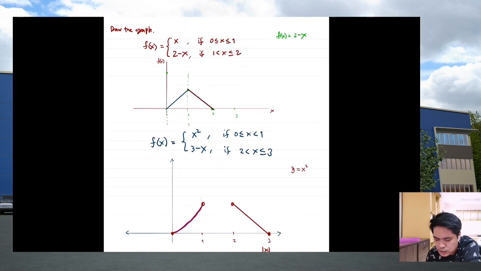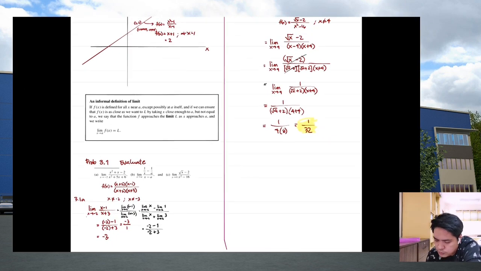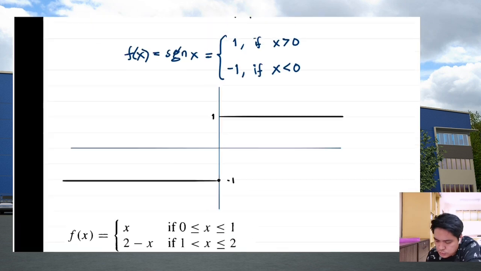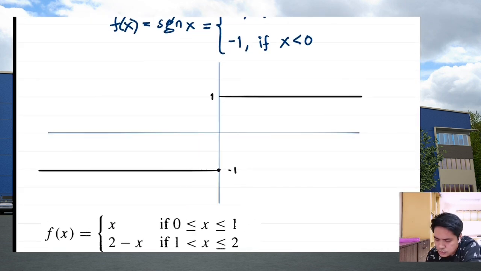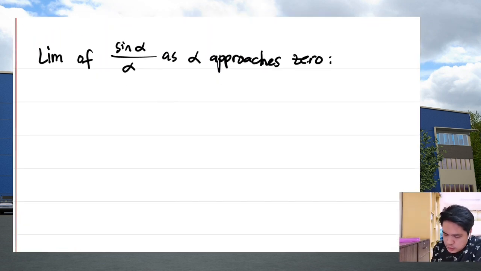So, if we revisit the graph of signum function. Okay, so here's the graph of a signum function. Wala siyang limit. Putol siya dito, no? When x approaches 0, putol, wala. There's no limit. Now let us try to evaluate the limit of sine alpha over alpha as alpha approaches 0.